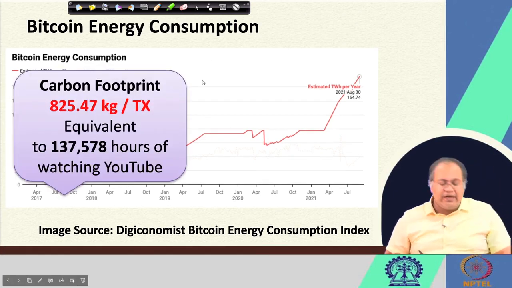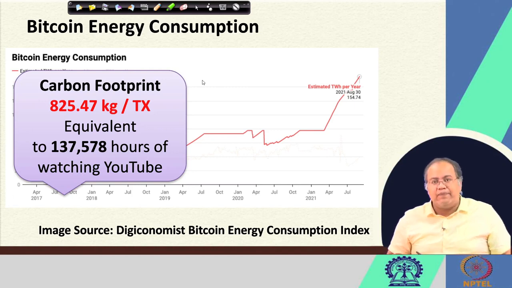the carbon footprint that is being generated by Bitcoin transactions is around 825.47 kg per transaction. So that is actually huge. Well, 825.47 kg of carbon footprint basically means it is equivalent to 1,37,578 hours of watching YouTube. Now just by comparing this, you can think of what is the total amount of carbon footprint that is being generated from these transactions.